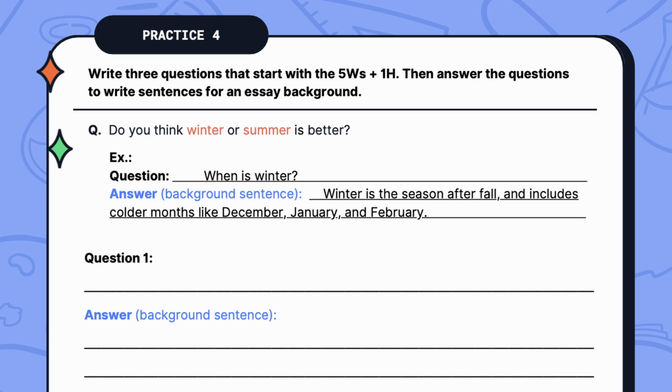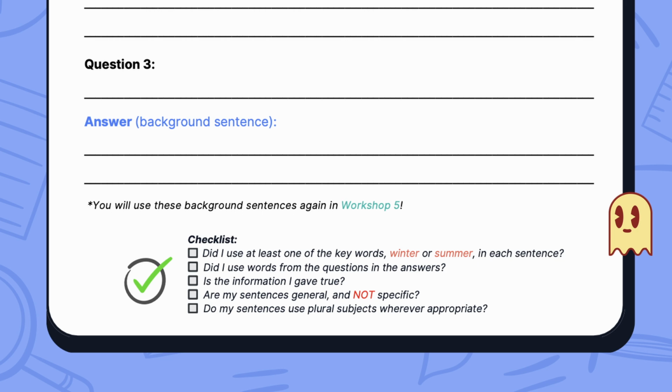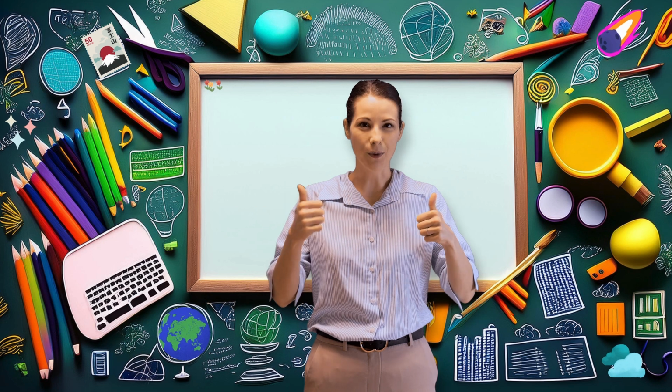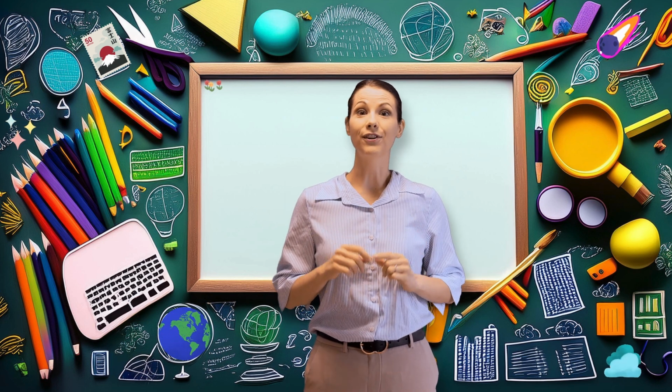Okay, now that you wrote your background sentences, let's check that you did it correctly using this checklist. Ask yourself, did I use at least one of the keywords, winter or summer, in each sentence? Did I use words from the question in the answer? Is the information I gave true? Are my sentences general and not specific? Do my sentences use plural subjects wherever appropriate? If you checked all of these, well done, you wrote great background sentences, and you're ready for the next workshop.